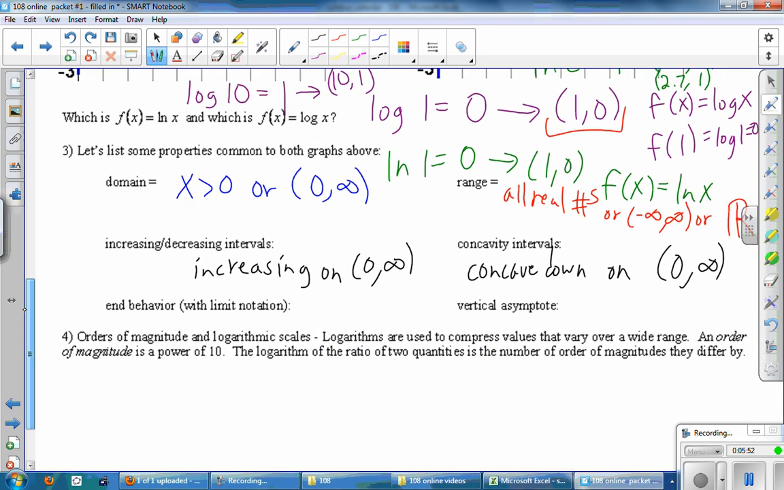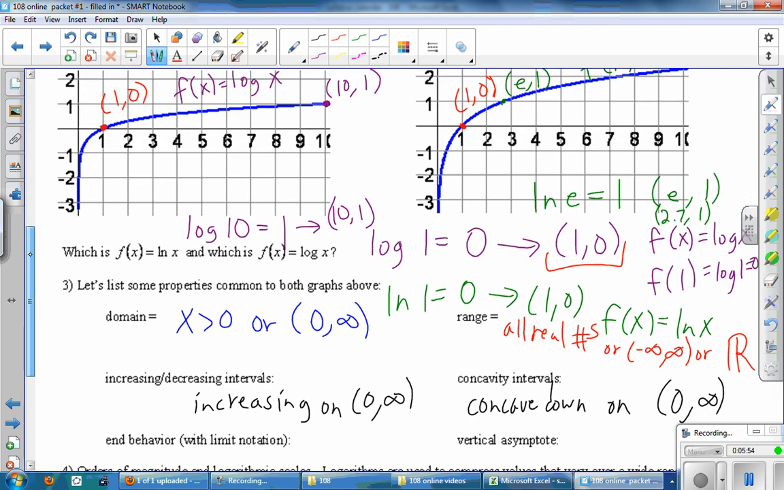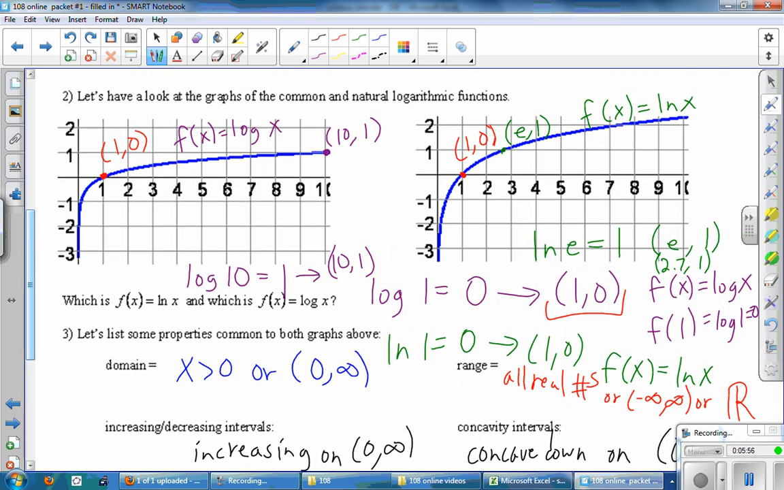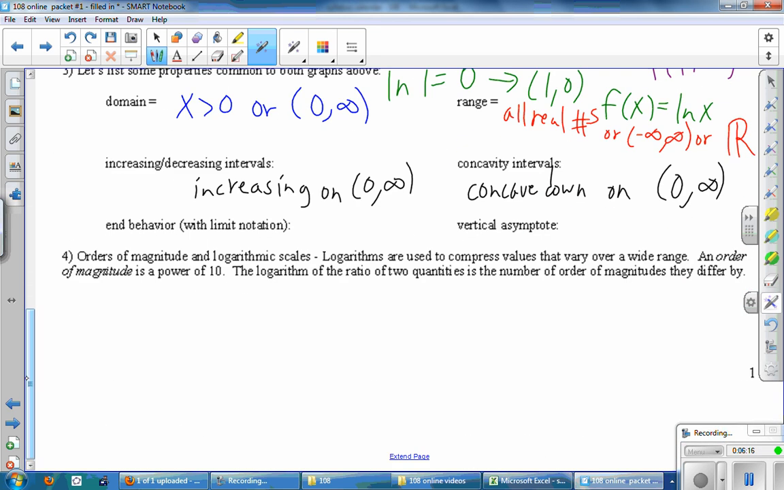Okay, end behavior with limit notation. As x goes to the far left, so x goes to minus infinity, coming out this way, there's no picture there at all, so there's nothing to talk about. But the end behavior on the other side we can talk about. As x goes to the far right, what happens to the y values? Well, we said they go up, and believe it or not, they go up forever. So the end behavior says that as x goes to infinity, the y's also go to infinity.